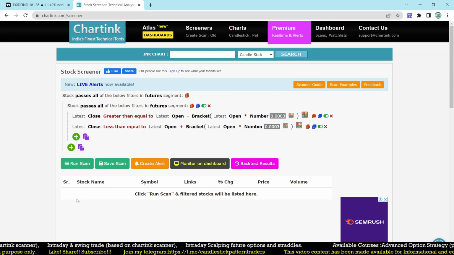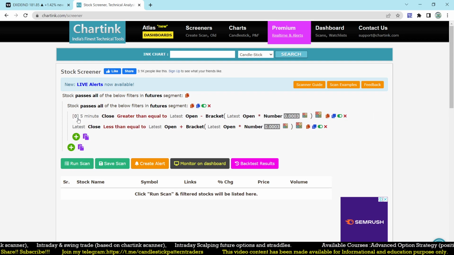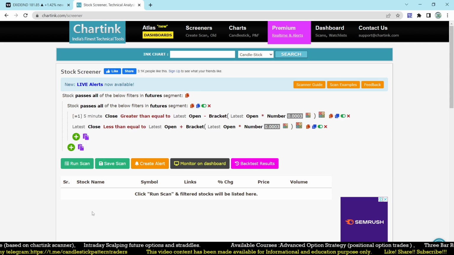So if that is the open and close, then I'm going to use that, and here what I'm going to make is that it must be less than the lower Bollinger. That is the condition. Here we are going to use 5 minutes, and that 5 minutes must be the first candle.